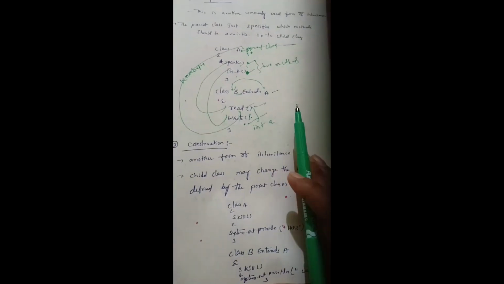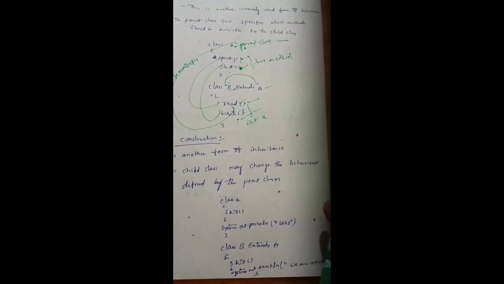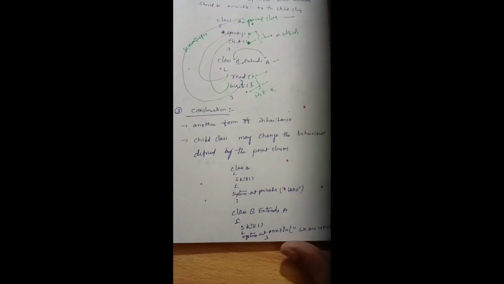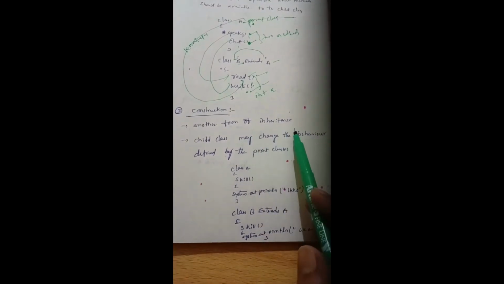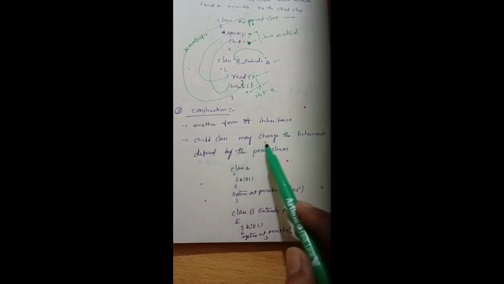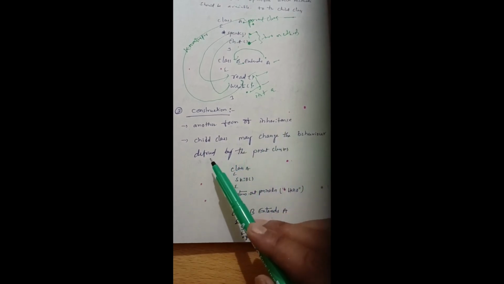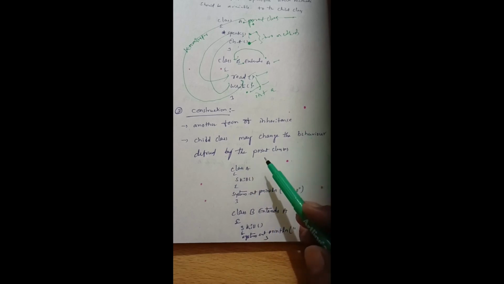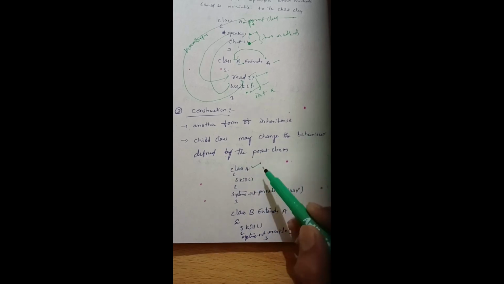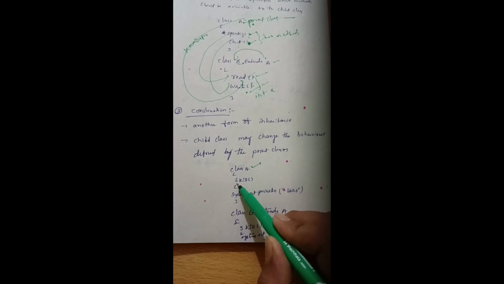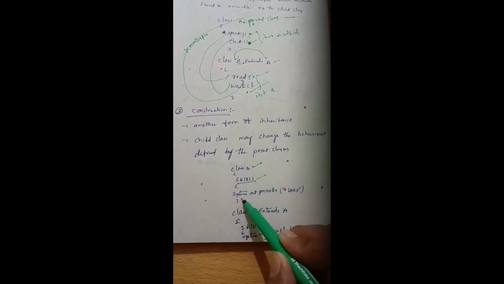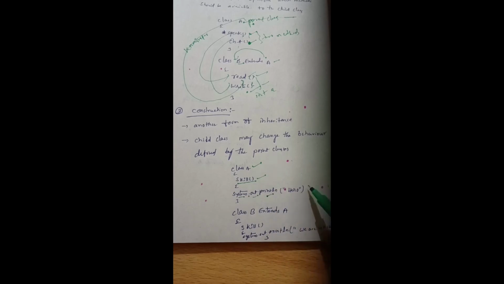Now construction. Construction is another form of inheritance, the third form. The child class may change the behavior defined by the parent class. Suppose class A is there. In class A we have the skill method. In the skill method, System.out.println prints a hello message. This is one behavior in the parent class.